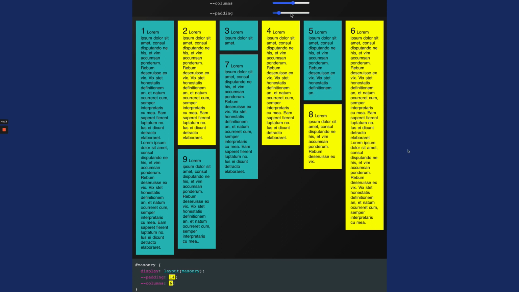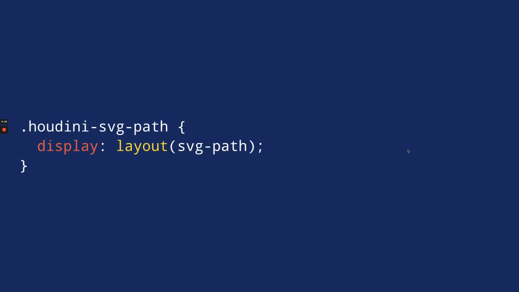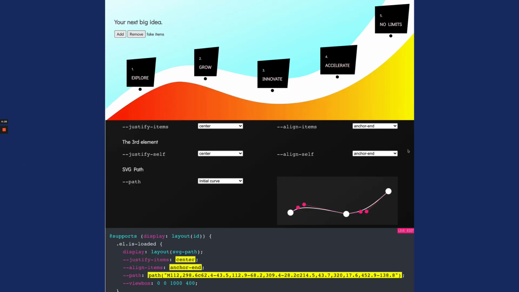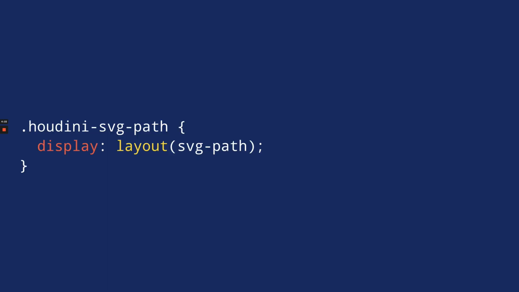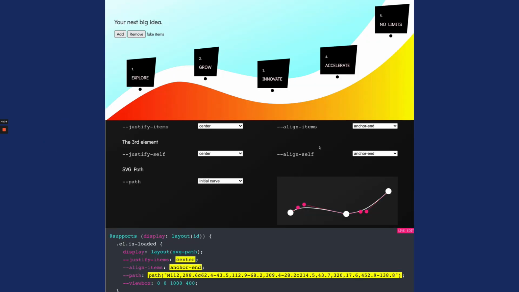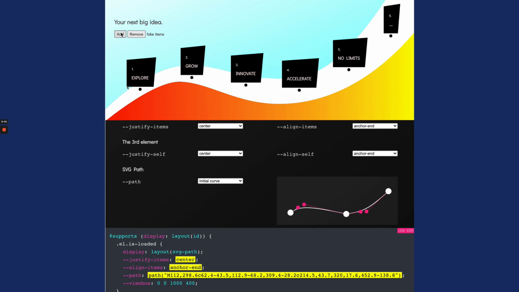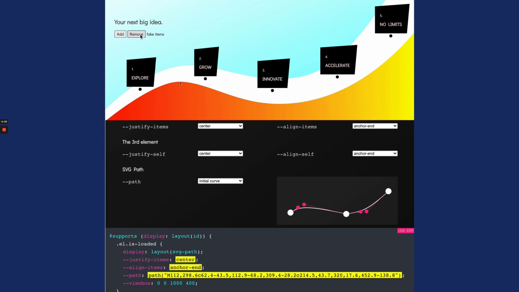And another example, just one moment. There you go. So Houdini SVG path, that is kind of bonkers, and this is essentially something more closely resembling Adobe Illustrator, but in your browser itself. So this is what it looks like. You have an SVG path, and then the layout SVG path property actually renders the elements along the path. So if you add more, they will be all along the path.